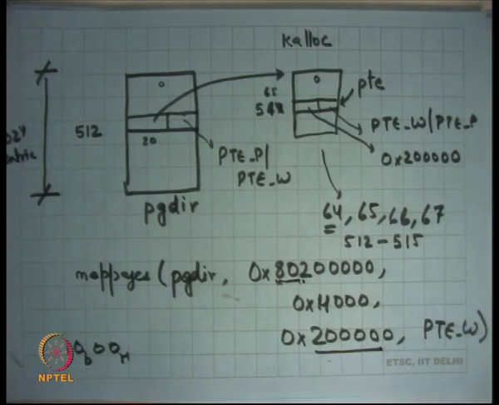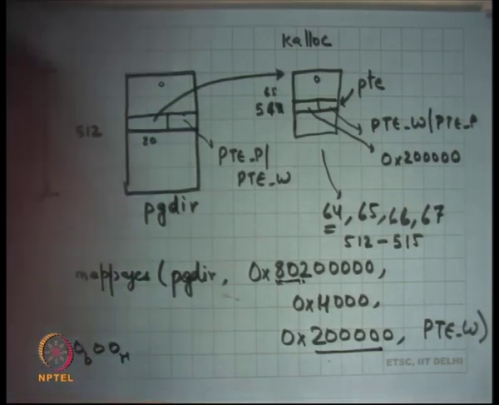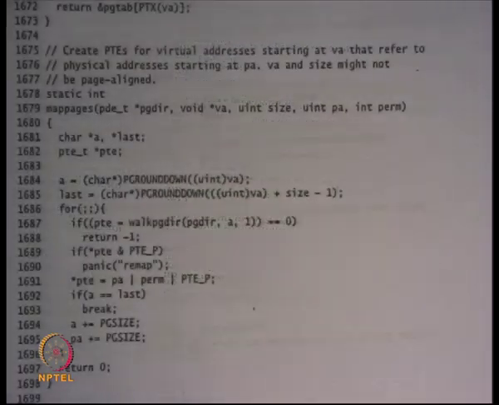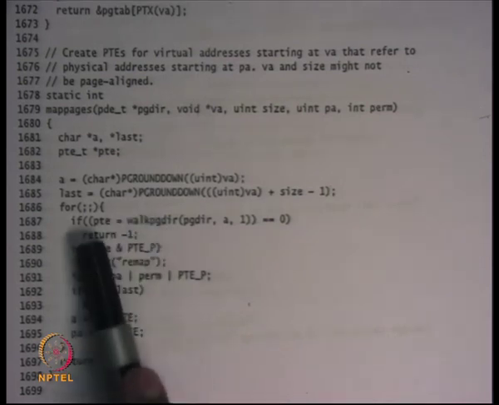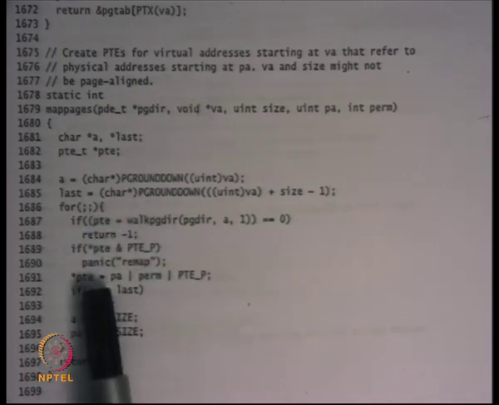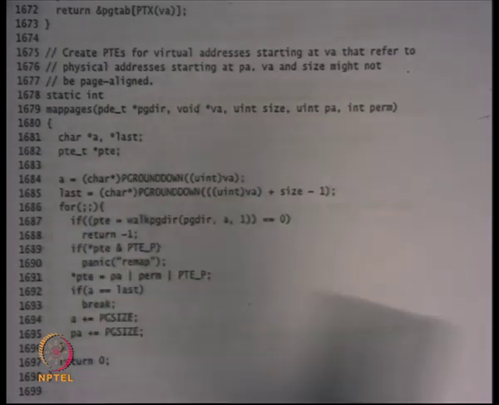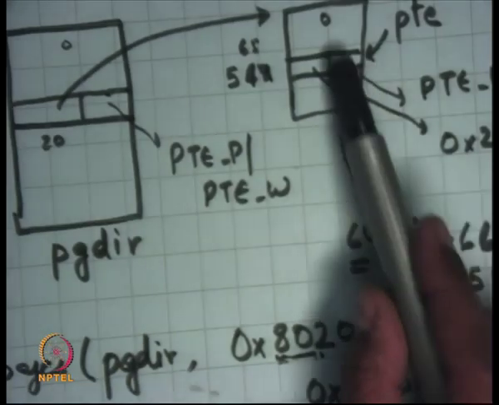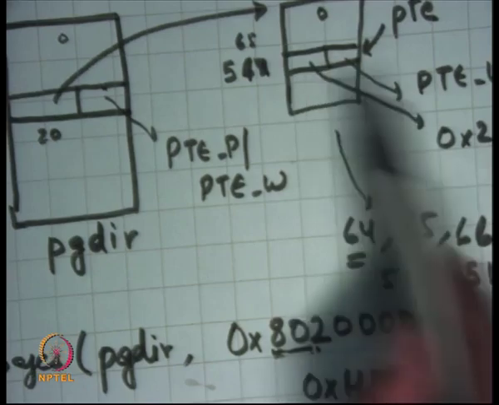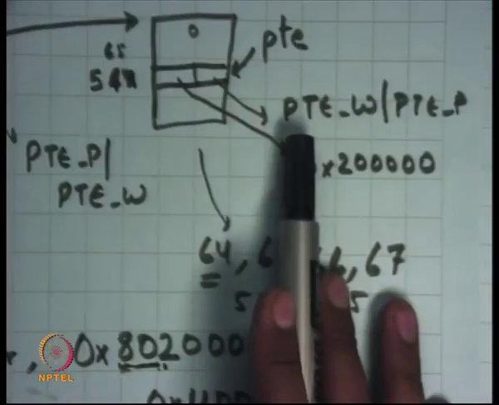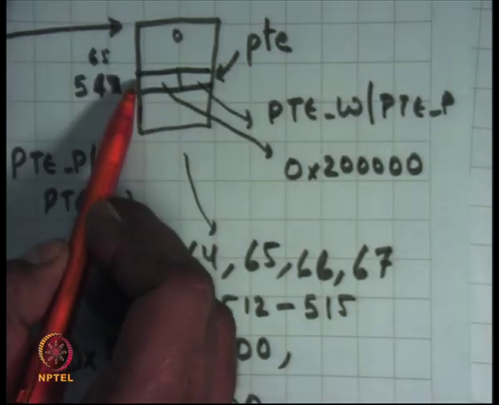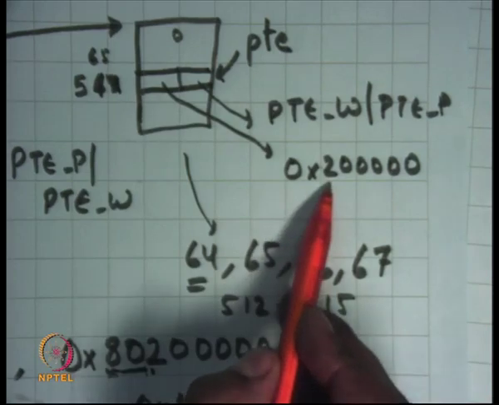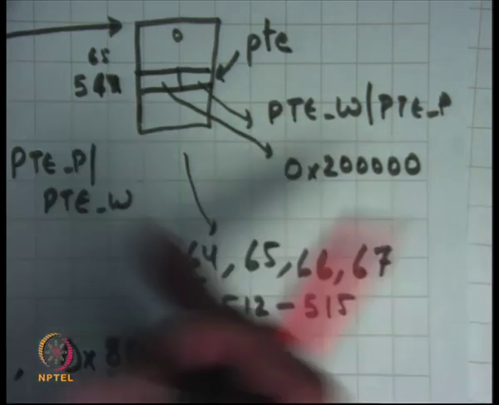So that's what map pages is going to do for you, and we can now look at the code and convince ourselves that it's doing exactly what we wanted. So walk page dir returns a pointer to the page table entry that needs to be filled up, and you just fill up the page table entry with the physical address. So in other words, walk page dir is going to return a pointer to this entry and you just fill it up with this value. It returns a pointer to this particular entry and you are going to fill it up with the physical address and the flags, right. So that's what it's doing.